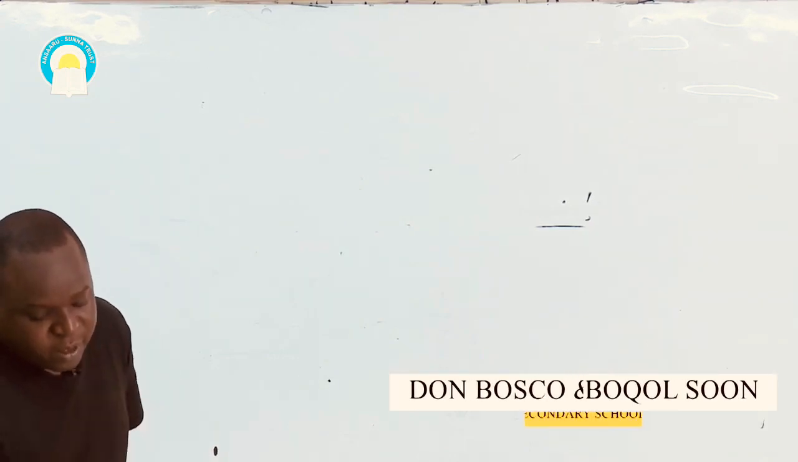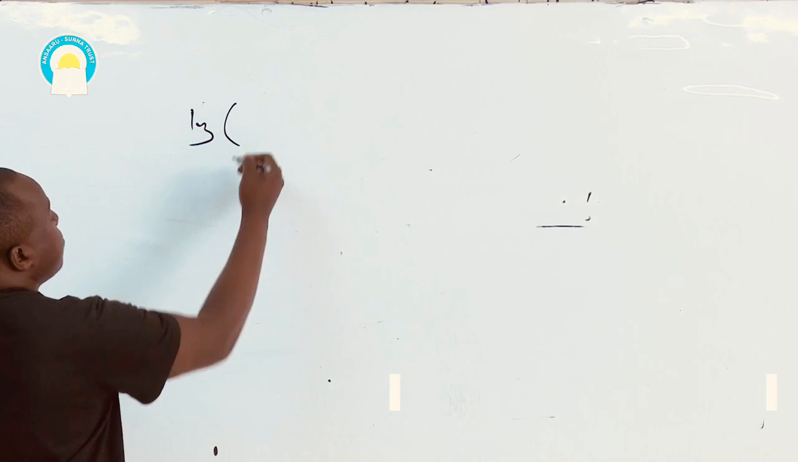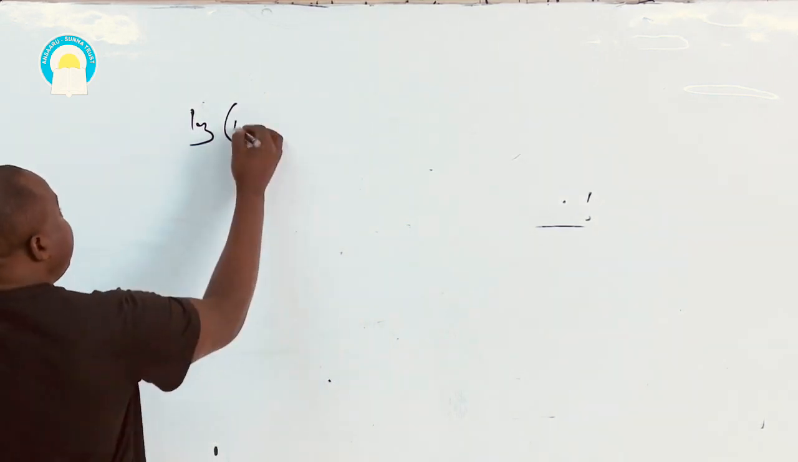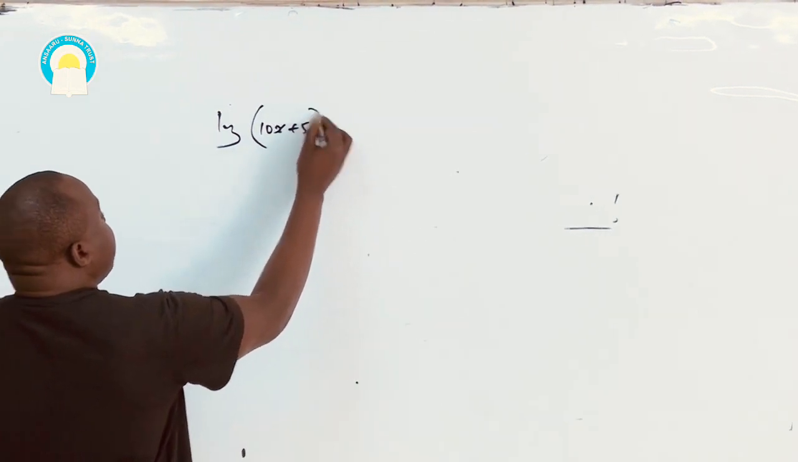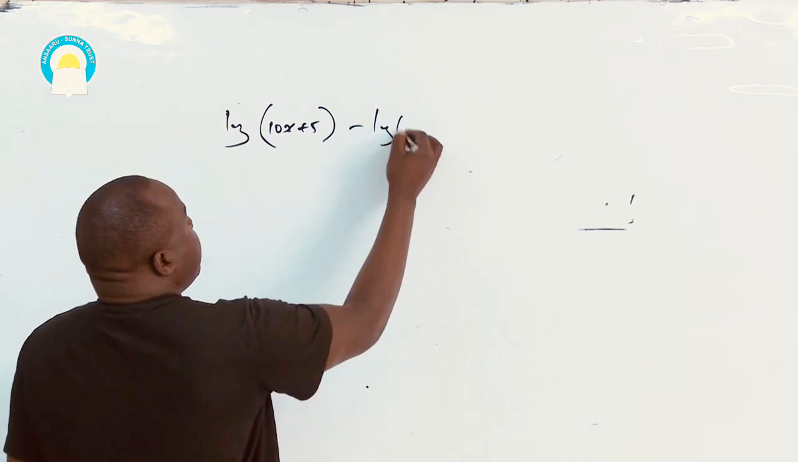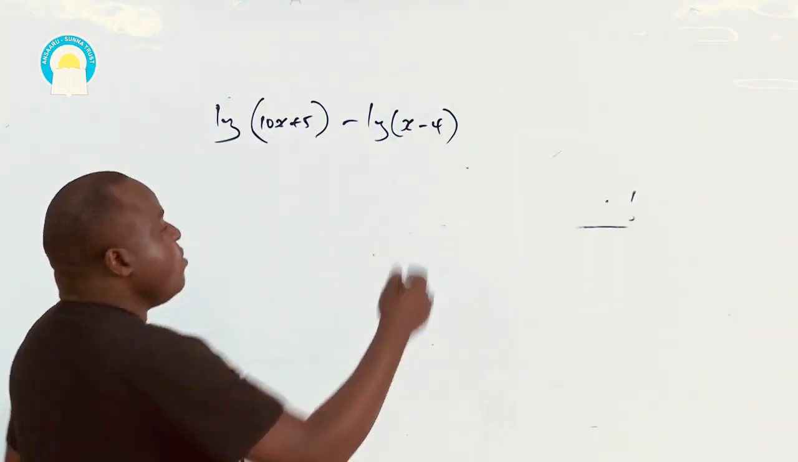The third example is log(10x + 5) minus log(x - 4) equals 2.